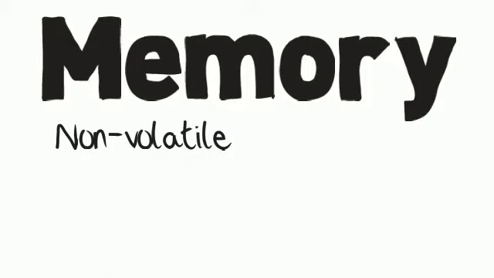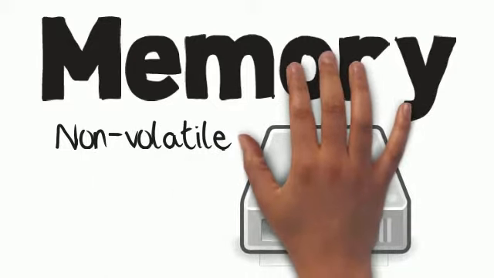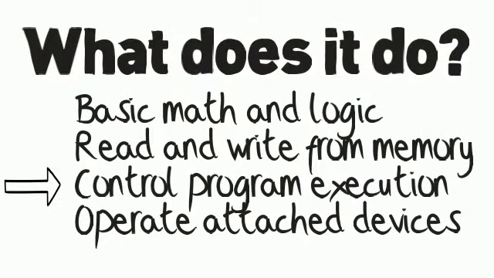Non-volatile memory is slower, but is a way to permanently store data and instructions. A program is a set of simple instructions that tell the processor what to do. The processor is kind of like the brain of the computer. Each instruction is an operation such as read from memory, write to memory, or perform some mathematical function.